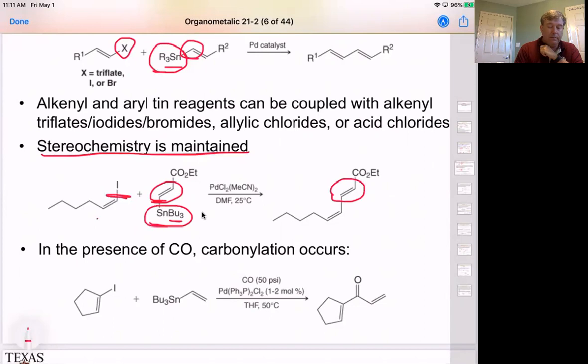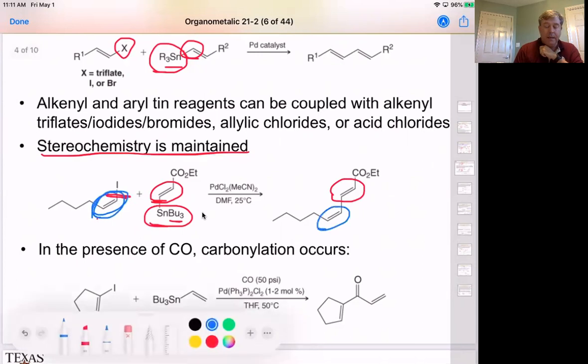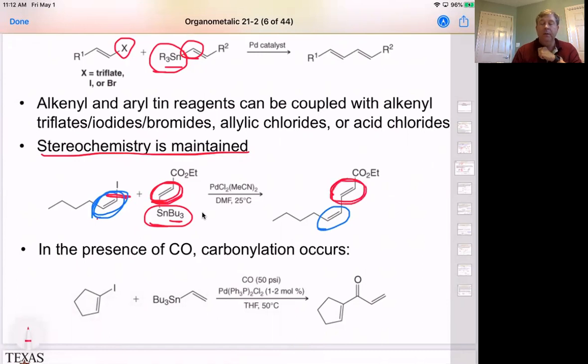And let me do it in blue here. This is our cis stereochemistry with our halide, which generates our cis bond here. And our trans stereochemistry of our double bond here is maintained in our trans stereochemistry of this double bond here.